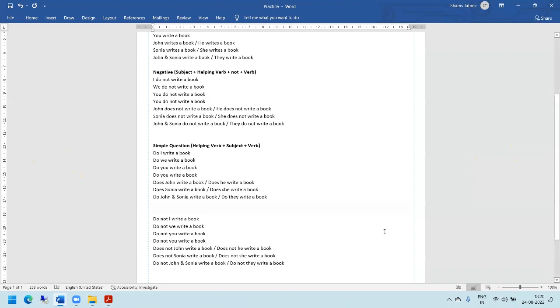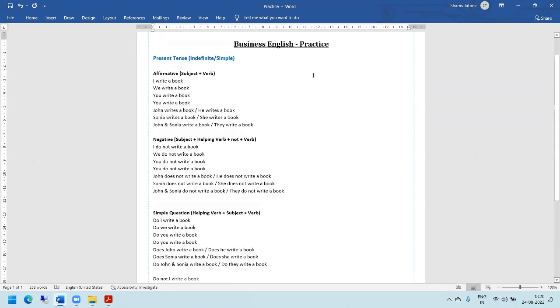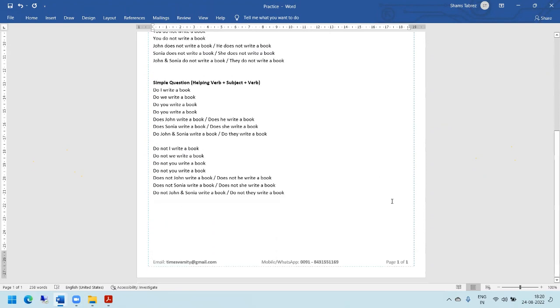Okay. Got the clarity? The difference between affirmative: this is the syntax of affirmative sentence. This is the syntax of negative sentence. This is the syntax of simple question. This is the rule which we need to follow while making a sentence. Okay. All right. Now let's test.